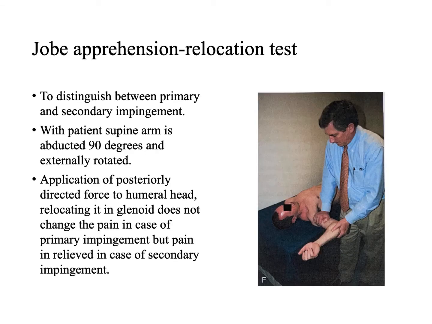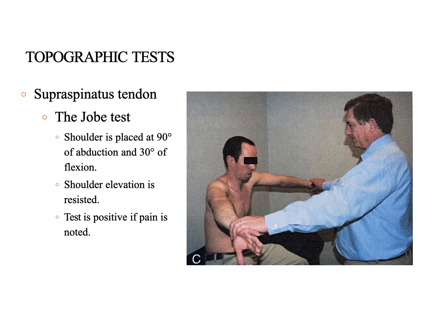Jobe's apprehension or relocation test. This is to distinguish between primary or secondary impingement. With patient in supine, arm is abducted to 90 degrees and externally rotated. Application of posteriorly directed force to the humeral head, relocating it into the glenoid, does not change the pain in case of primary impingement, but the pain is relieved in case of secondary impingement.